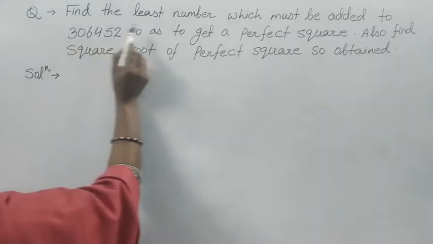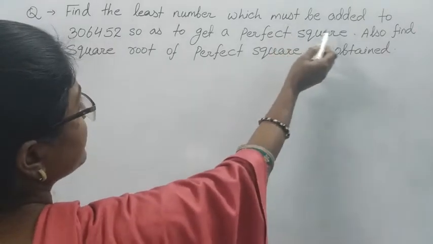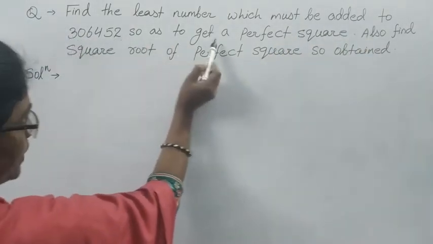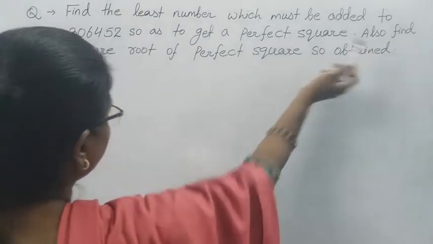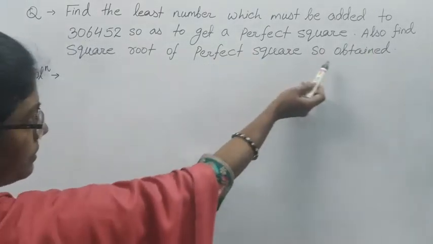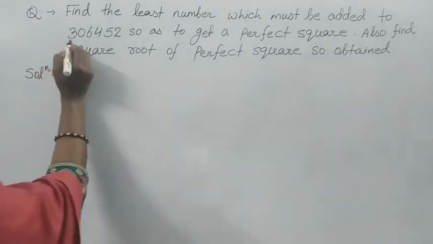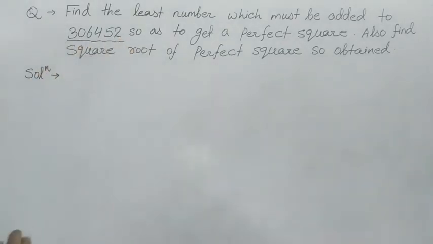Look at this question. Find the least number which must be added to the given number so as to get a perfect square. Also find the square root of the perfect square so obtained. Here the number given is 306452. Of course, this number is not a perfect square.